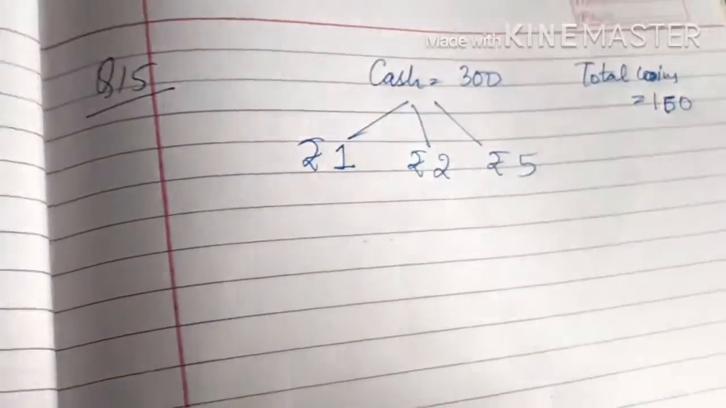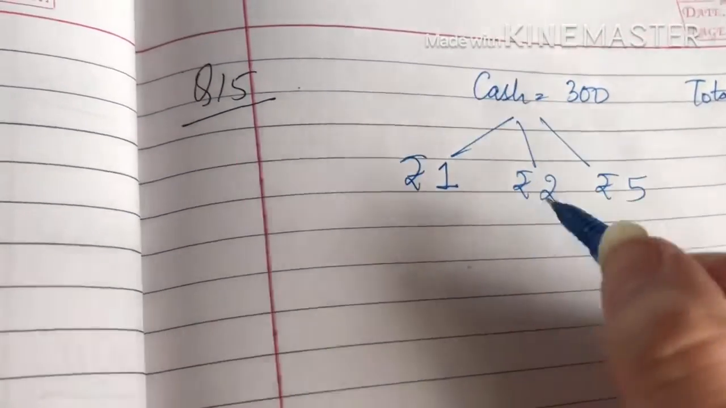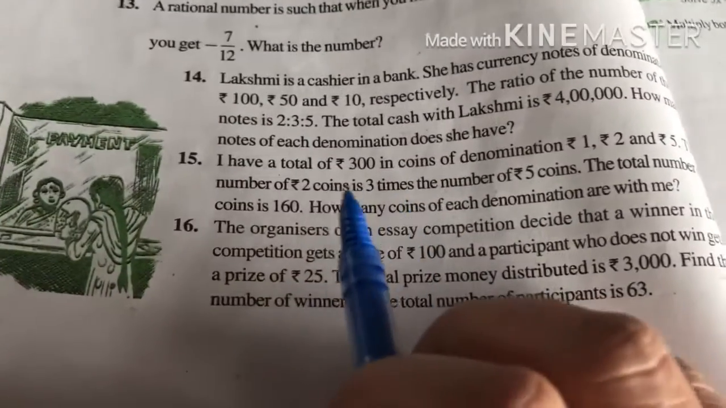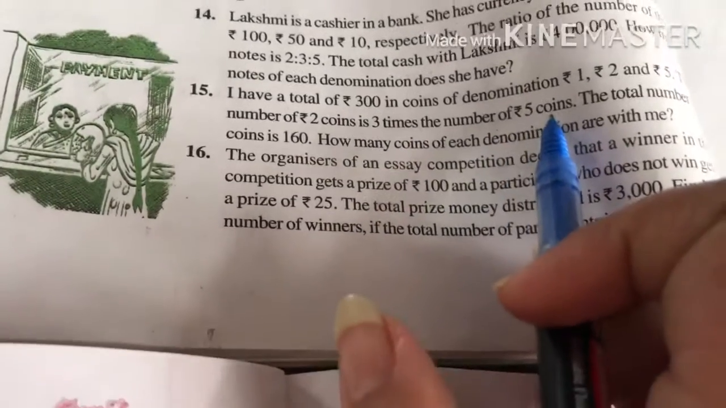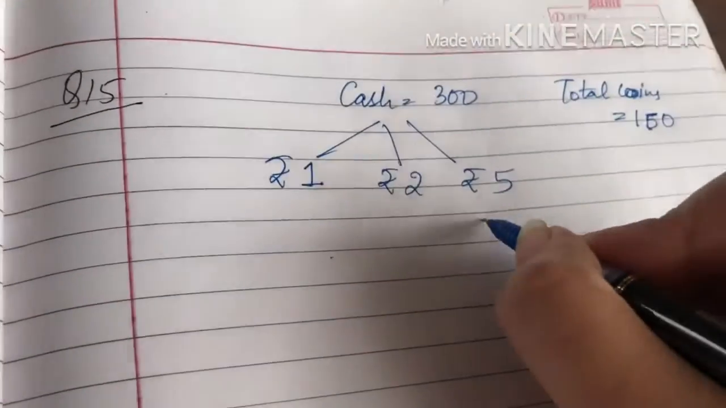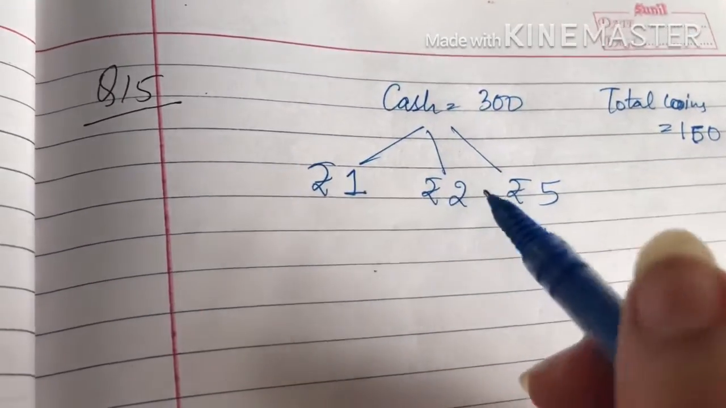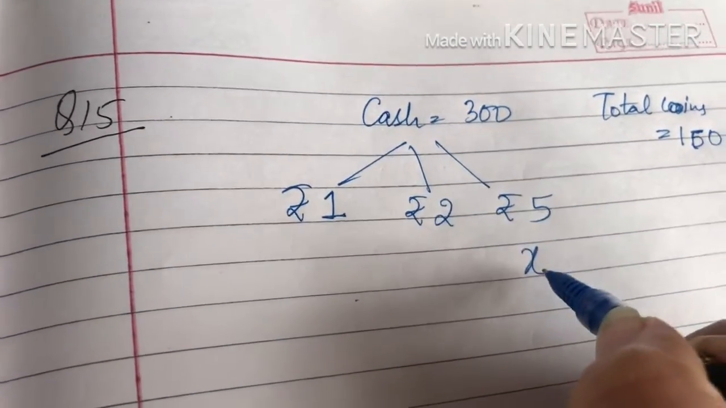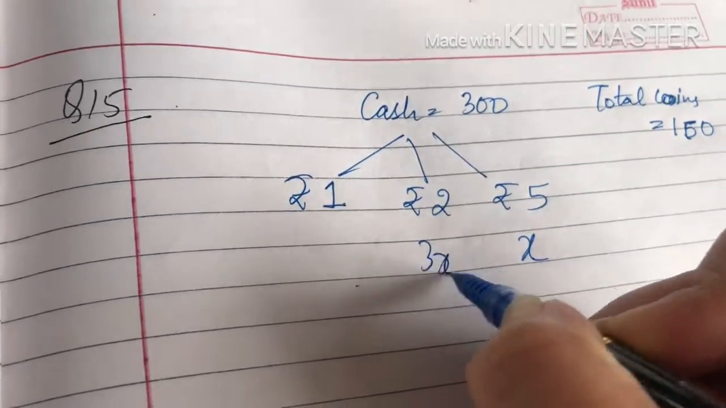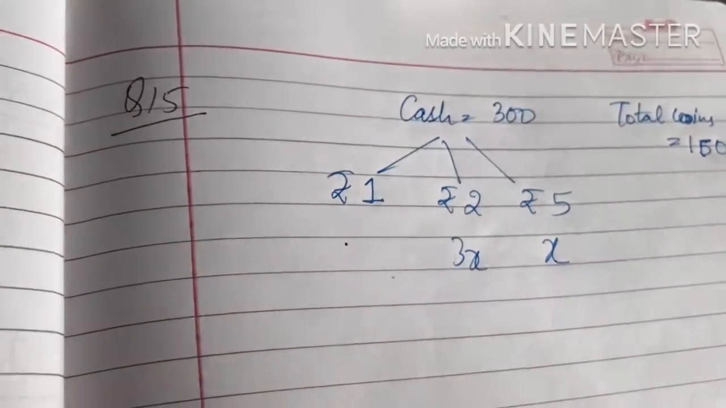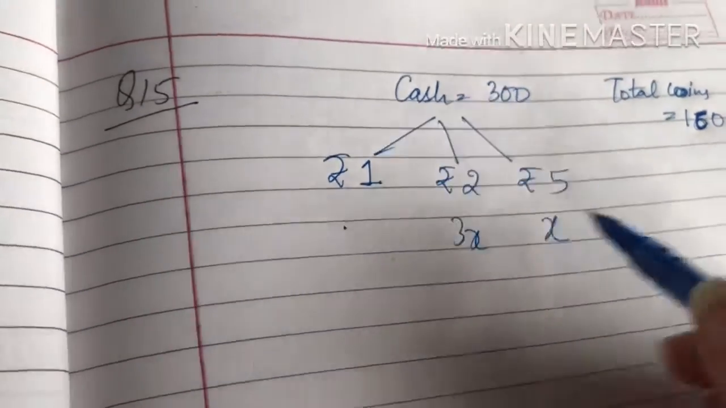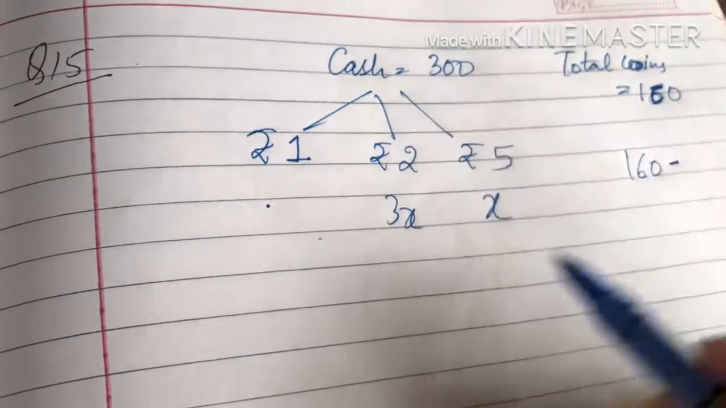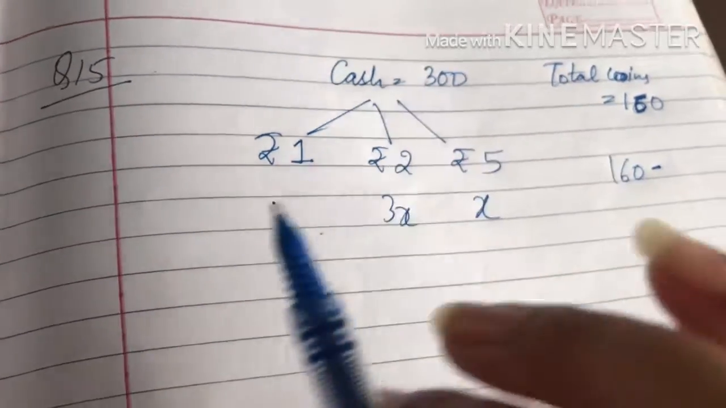Now for rupee 1 and rupee 2, something is given: the number of rupee 2 coins is 3 times the number of rupees 5 coins. Whatever is the number of rupees 5 coins, the number of coins of rupees 2 is 3 times of it. So let it be x, so it will become 3x. Now how will you find for rupee 1? Total coins are 160, which is given. And from 160, if you subtract the rupee 2 and 5 coins, what is left?